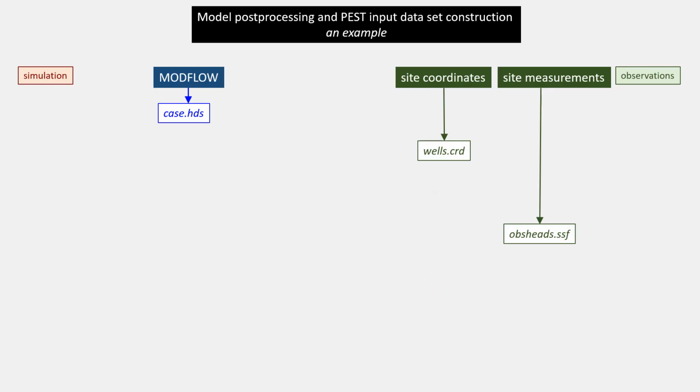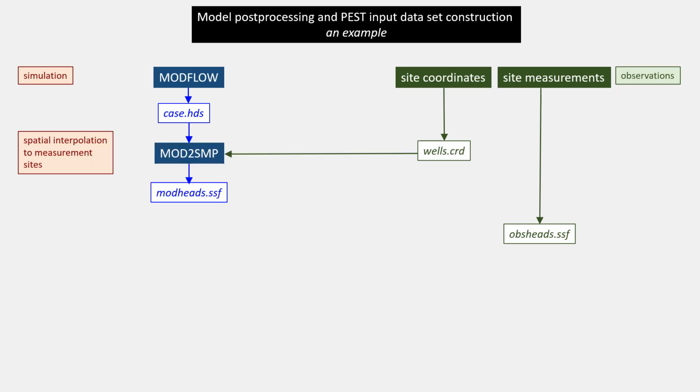Now ModFlow and programs of the ModFlow family record their outcomes, their system states, in large binary files. I'm calling it case.hds in this case. In these binary files we have model calculated system states or dependent variables in every cell of the model domain. We may use a program called mod2samp, which we'll talk about more later in the video, to read that file and extract information from it that's pertinent to our observations.